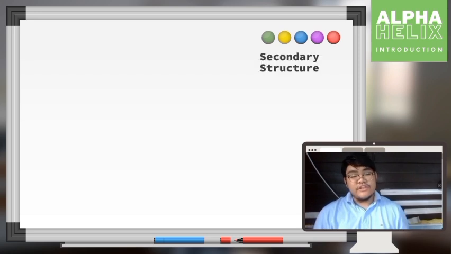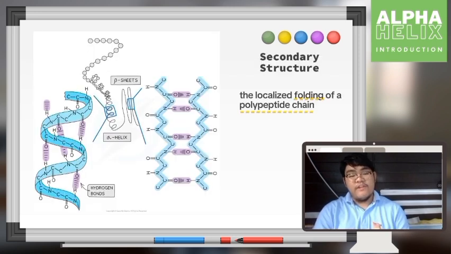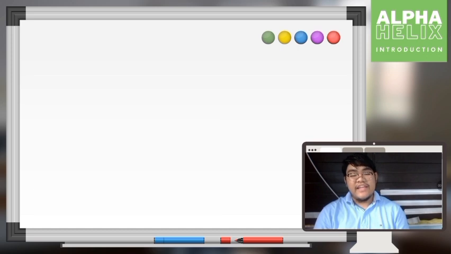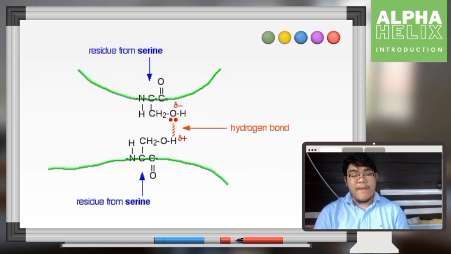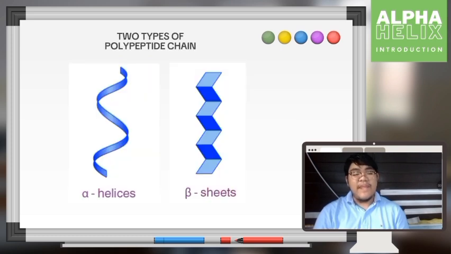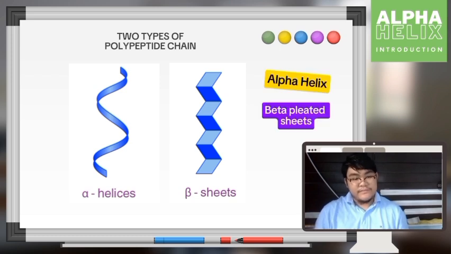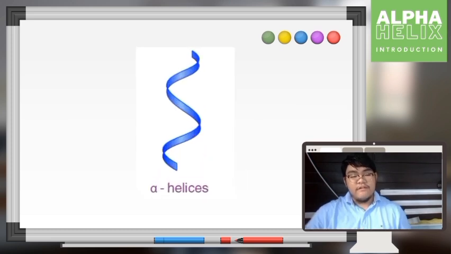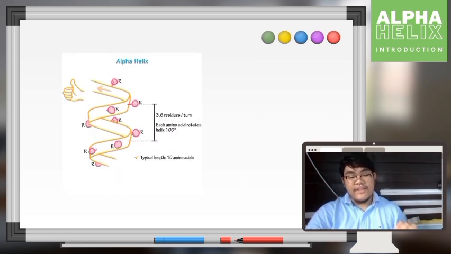So secondary structure is the localized folding of polypeptide chains. This is thanks to the hydrogen bonding between the backbone atoms of amino acids. Now, there are two main types of secondary structure. First is the alpha helix, next is the beta pleated sheet. But today, we're focusing on the first one. Now, let's zoom in on the alpha helix.